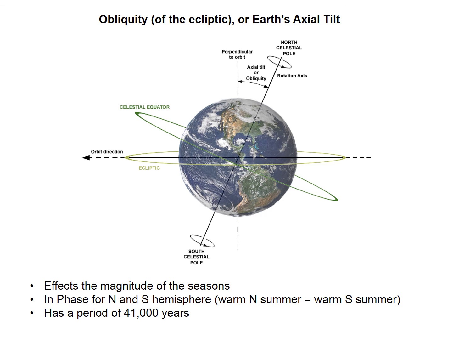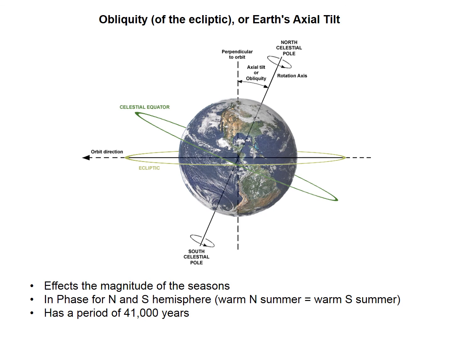So basically, the amount at which the axis of rotation is tilted over determines how different summer and winter are. If it's tilted over a lot, then summers will be really hot. We have long days in summer, but winters will be really cold and we'll have really short days in winter. So this makes a bigger difference at high latitudes, because around the equator we don't really have seasons.